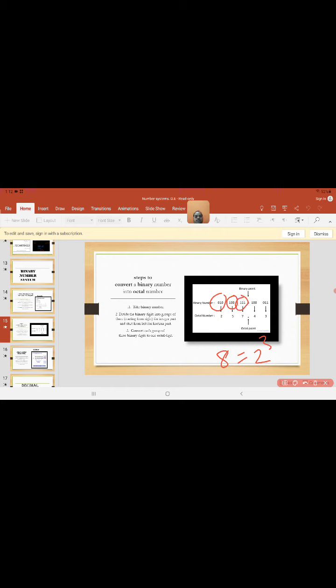Suppose we have the number 1000111.1000011. You have to divide this number. We get the grouped number 010 100 111 as the integer part, with the binary point, and 100 011 as the fractional part. Here we have to convert as groups of 3 bits. This is the integer part and this is the fractional part.